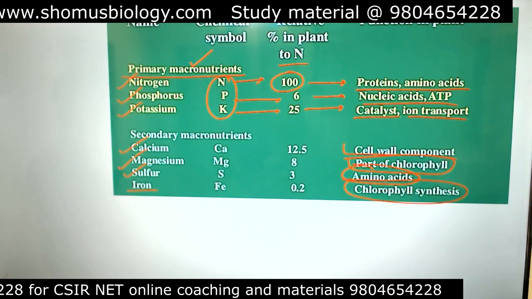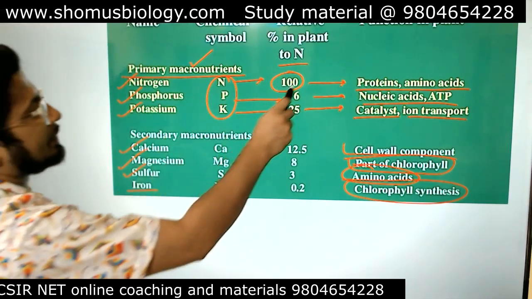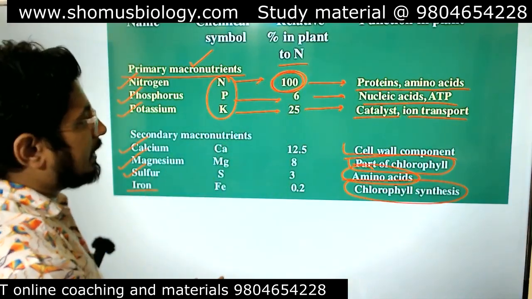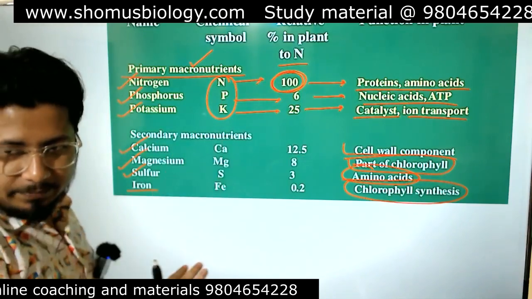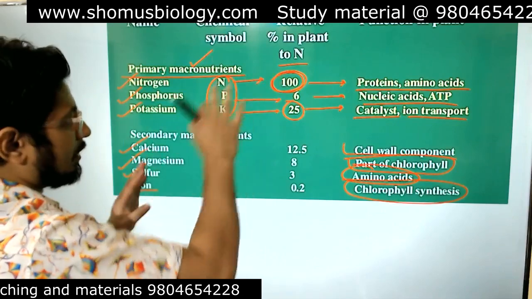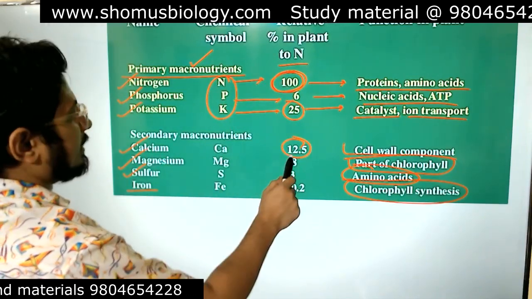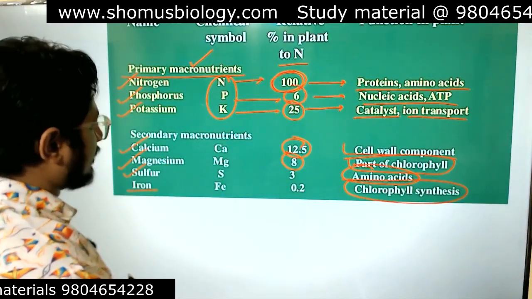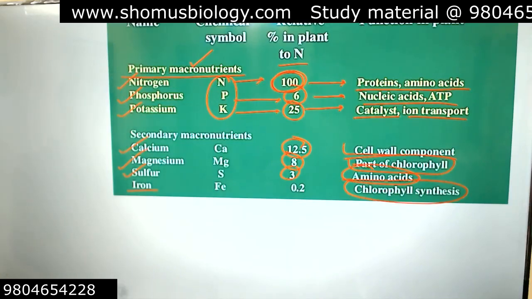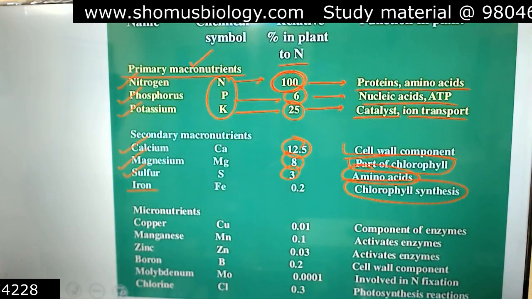And what is the total relative percentage in the plant relative to nitrogen? Nitrogen is 100%, but relative to nitrogen, how much percentage are the rest of them present? Means the percentile values relative to nitrogen that we are checking here: potassium is near 25% of the total nitrogen, 12.5 is calcium, then 8 is magnesium, 6 is phosphorus, 3 is sulfur, and iron is very low, 0.2.